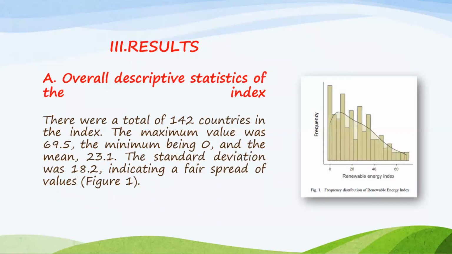Let us see the results. Let's first talk about the overall descriptive statistics of the index. There were a total of 142 countries in the index, and in this graph we can see the maximum value was 69.5, the minimum value is obviously 0, and the mean value is 23.1. The standard deviation was 18.2, indicating a fair spread of values. Here we can see in the figure.